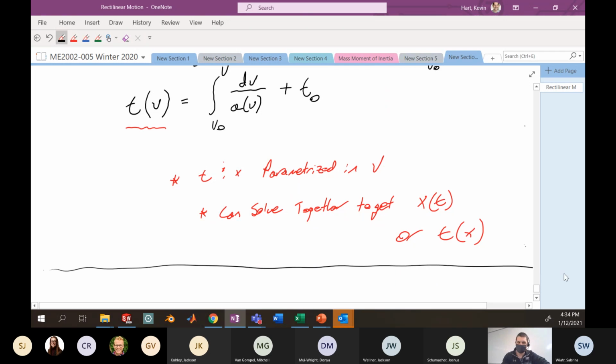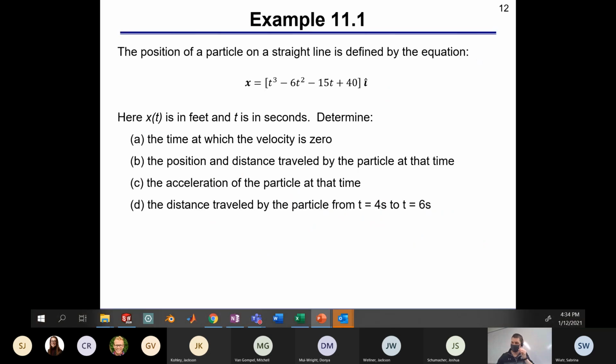All right, let's do a real example here. And we'll use some of this information. You got a position of a particle on a straight line defined by this particular equation. I want to determine the time when the velocity is 0, position and distance traveled by the particle, acceleration of the particle, and the distance traveled between two particular points in time. Then we'll also do another example here when we have acceleration as a function of velocity. A little bit of a weird one.